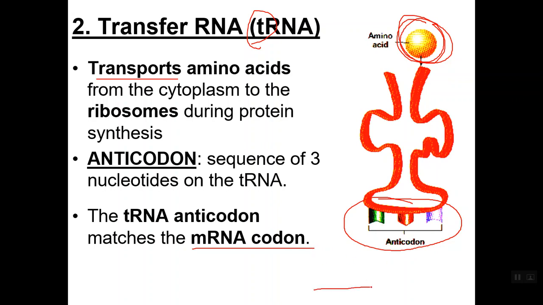So let's say here's a messenger RNA strand that has U, A, C. That is the codon. What would the matching anticodon be? Well, the matching anticodon would be A, U, G, right? Remember that there's no thymine, so you would want to put a T here, but remember, this is an RNA molecule, so it's a U.